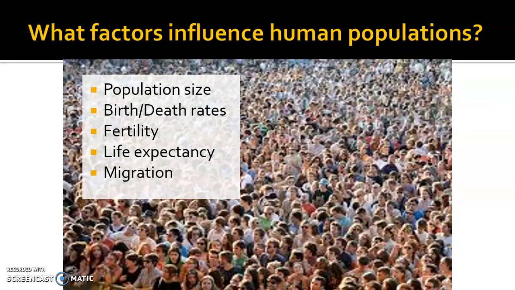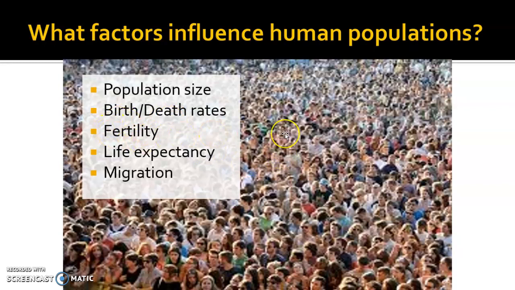Now, what factors influence human populations? Population size, birth and death rates, fertility, life expectancy, and migration. So remember, population size is important, because if I double a population of 10, that's only 20. But if I double a population of 100, that's 200. So the initial population size is important. We calculated yesterday birth and death rates: how many people are being born, how many people are dying.